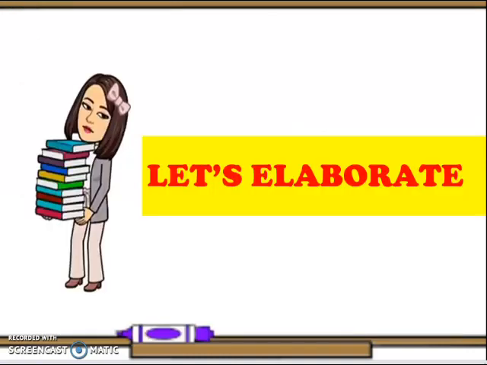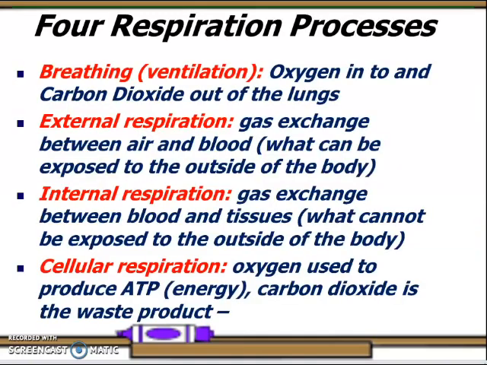Now you already know the parts and functions of the respiratory system. Let us now proceed to the four phases of respiration. Respiration is usually confused with breathing. The two concepts are related processes, but they are not the same. Respiration is the overall exchange of gases, how the body gets oxygen and gets rid of carbon dioxide among the atmosphere, the blood, and the cells, while breathing is just a phase in respiration.